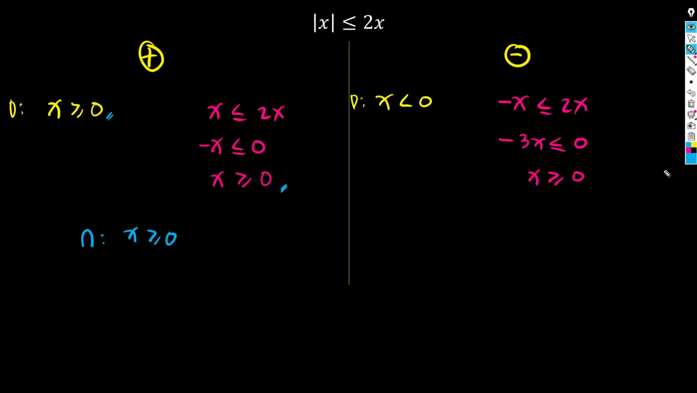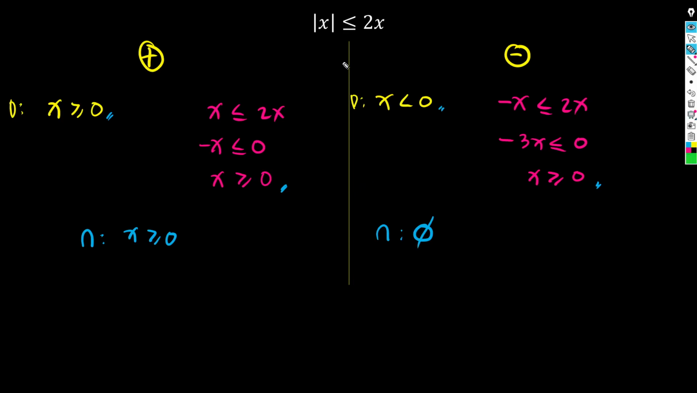Once again, I'll take the intersection of this inequality and my domain from earlier. What's the intersection of these two sets? Look at the yellow: x is less than 0. And the pink one: x greater than or equal to 0. What do they have in common? Right. Nothing. That's the null set.